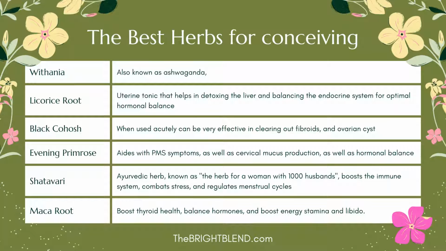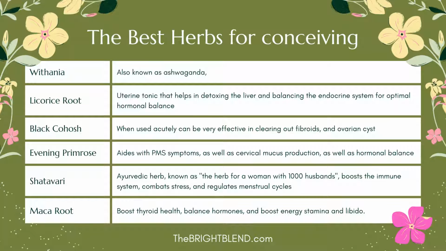Black cohosh. This one comes with a special note to use acutely, not long term. When used acutely, it can be very effective in cleaning out fibroids and ovarian cysts. Long term, it can be kind of harsh on the womb system. Evening primrose is one of my go-to herbs. It aids with PMS symptoms amazingly, as well as cervical mucus production and hormonal balance. I would also like to say it is a good herb also for insomnia, and sleeping and getting good rest is a major part of having a balanced endocrine system.